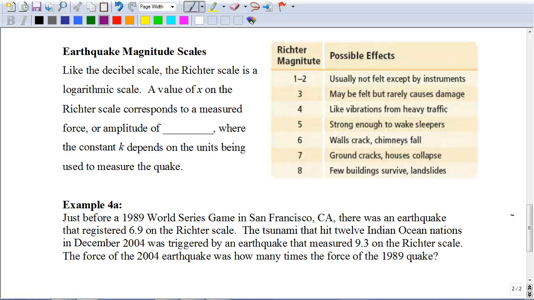Now here, this table just talks about some different effects that will happen. Like let's say if you have a Richter magnitude of 3, it means that it's going to be felt but rarely causes any damage, all the way up to a magnitude 8, which means that few buildings are going to survive and there's going to be landslides and all sorts of problems.